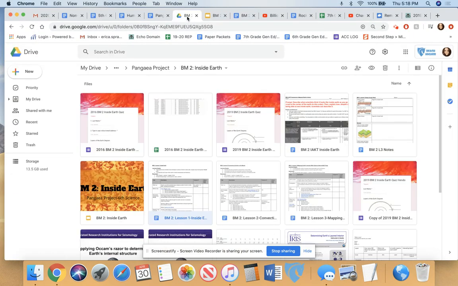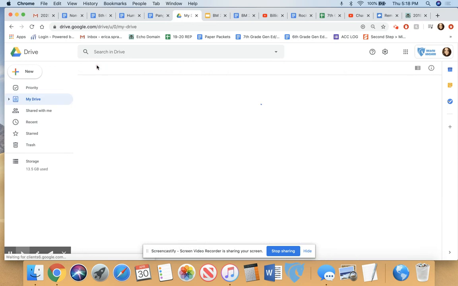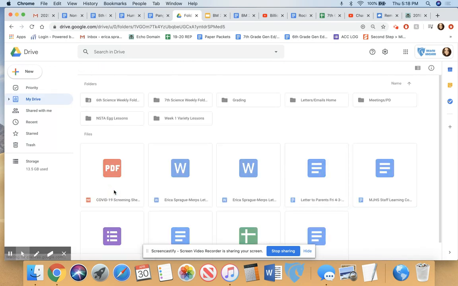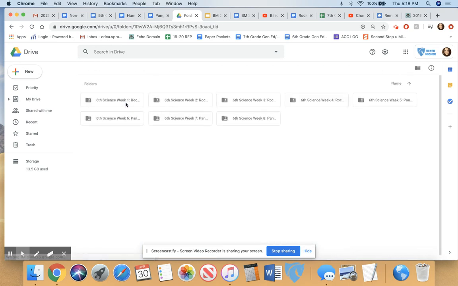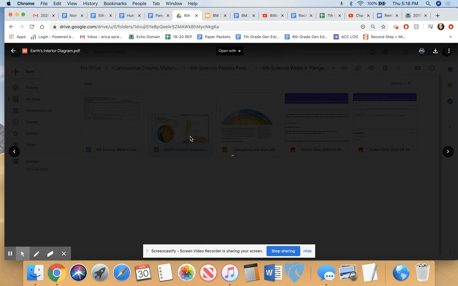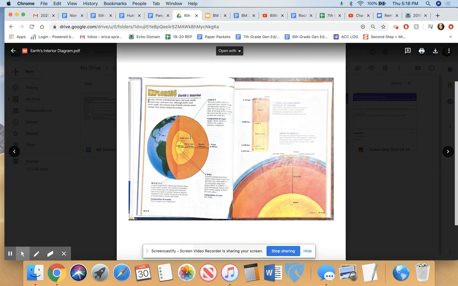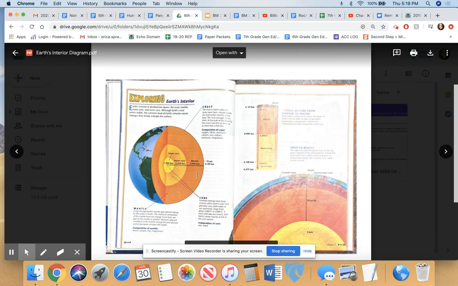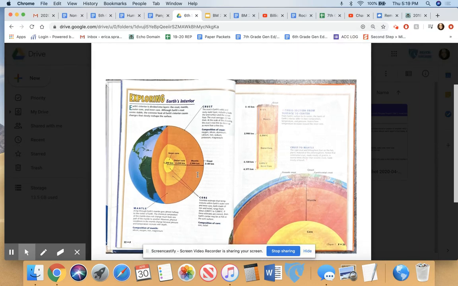So I'm going to show you what the book pages look like for reference. You can use these pages if you so choose, or you can just Google layers of the Earth picture and see what's out there if you find a picture that you think is pretty cool. These are the pictures that my students used last year because there's quite a bit of information. This is a PDF of the book. You'll have to zoom in to see more.